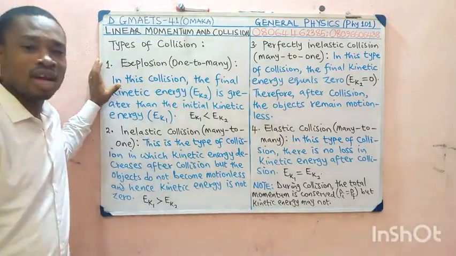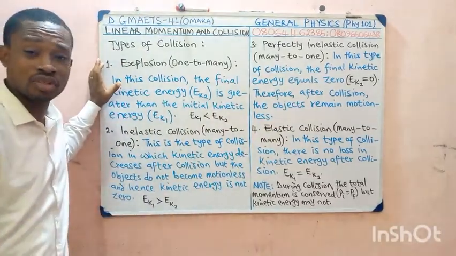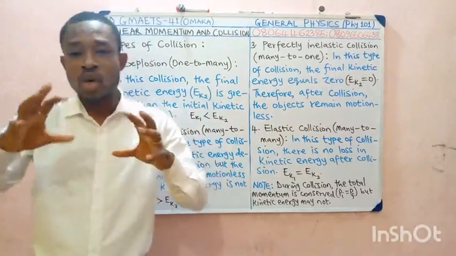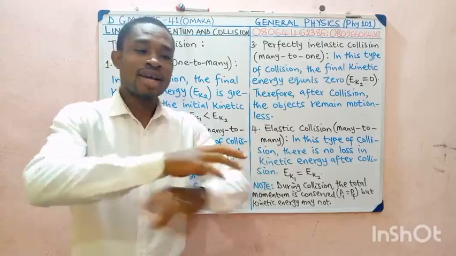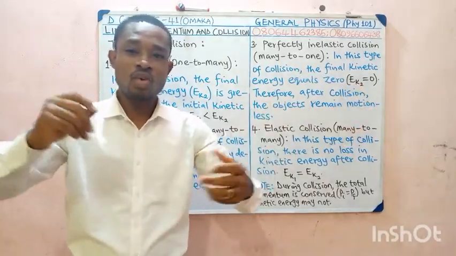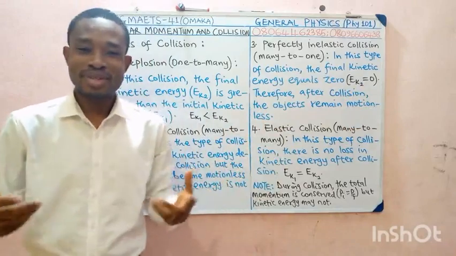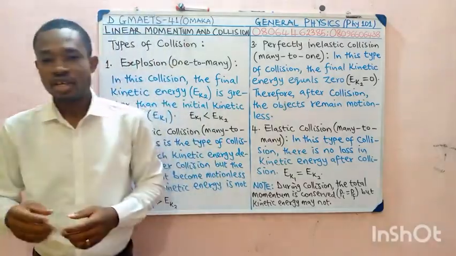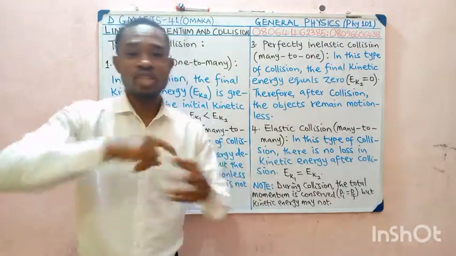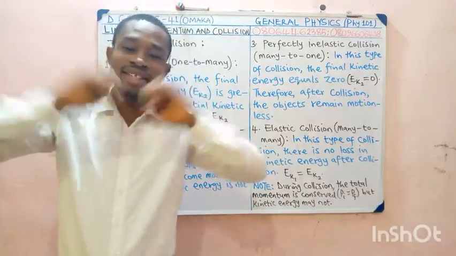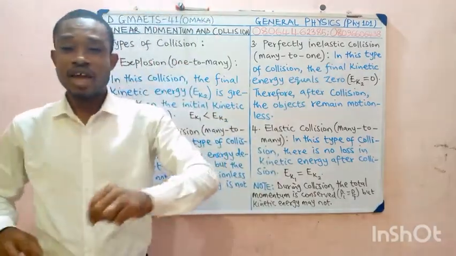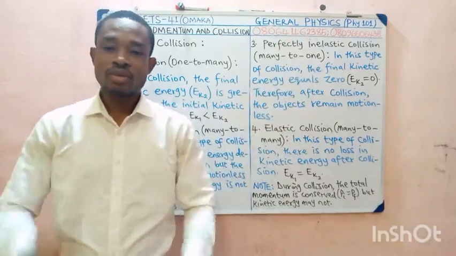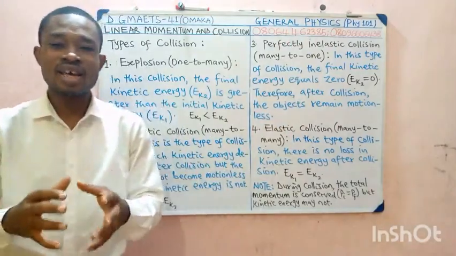The first we have here is explosive collision, or simply explosion. This collision is also known as one-to-many. Imagine one object colliding and then scattering. It happens in the case of fireworks. So you might wonder where it gets its energy from. Remember, it has a stored potential energy. If you fire a firework, if you project it, it reaches a maximum height and then it scatters. The knowledge of projectile motion helps us to calculate the maximum height at which it explodes. So, such a type of collision is known as explosion.